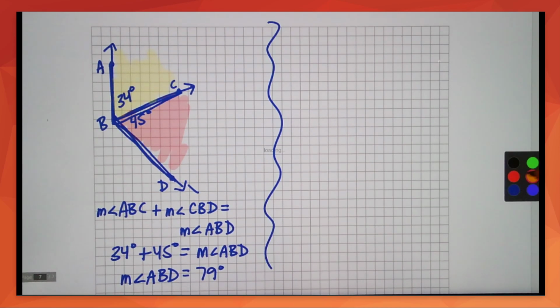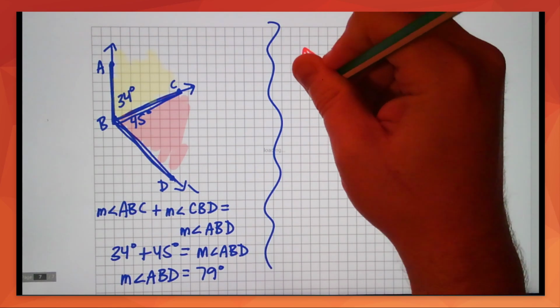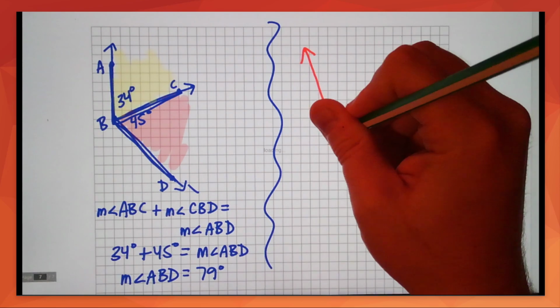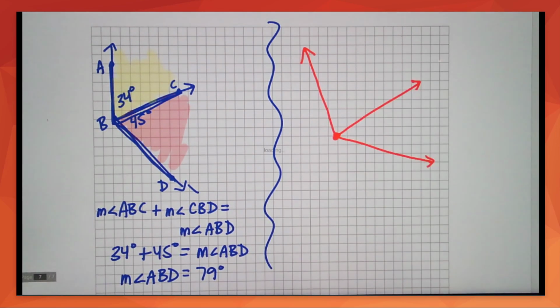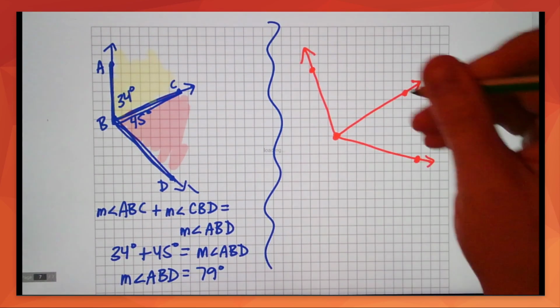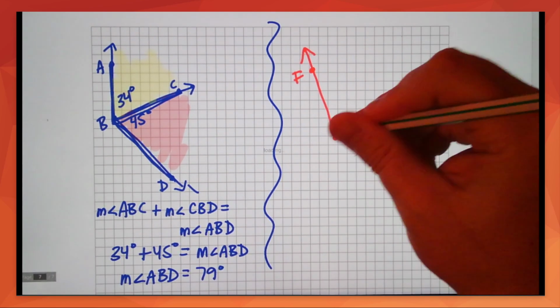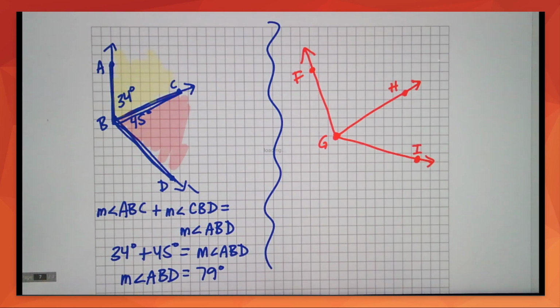Another example, another way you might see this problem asked, okay, is you might have your big angle right here, and it's cut in half this way. Not half exactly, but there's a ray that goes through it. We're going to label this whole thing. We're going to call this F, G, H, and I. Okay.